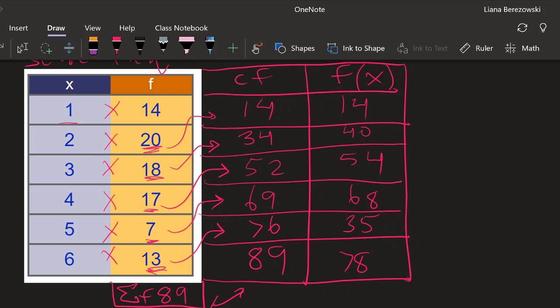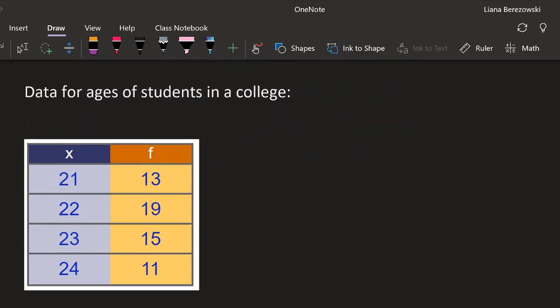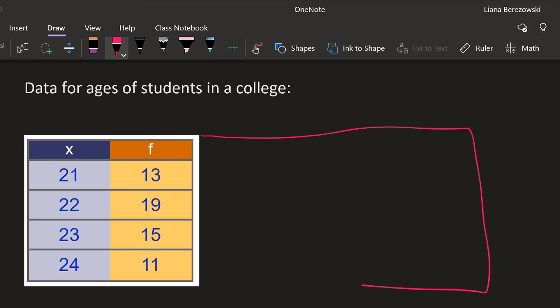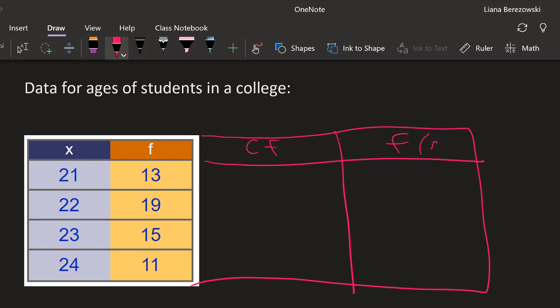Okay, so again, f of x, really simple to calculate. It's just multiplying your score times your frequency. Okay, we have one more example here, so we may as well just go through it. Okay, so again, we're only given 2 columns in our data set here, or a frequency table, so I'm going to add the other 2 for us. So we're going to add on the cumulative frequency, and then we're also going to add in f of x.